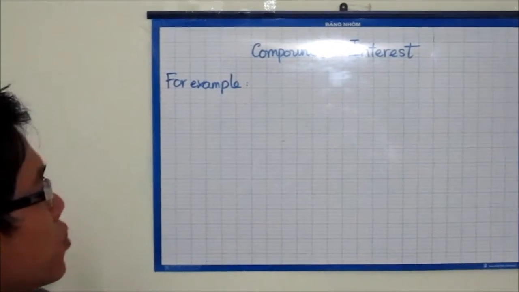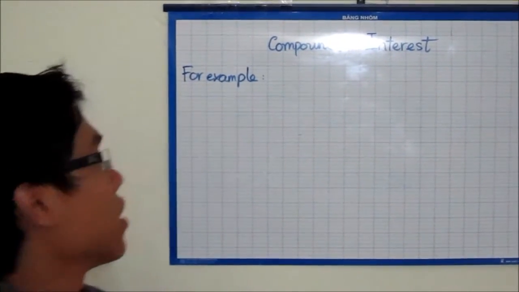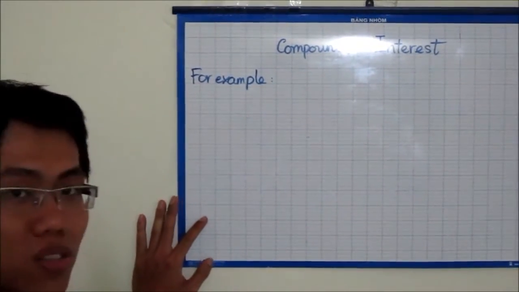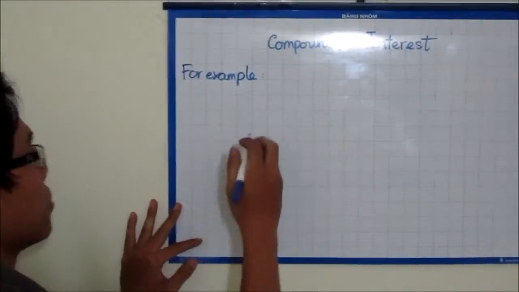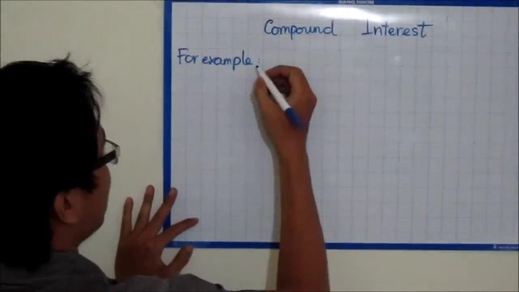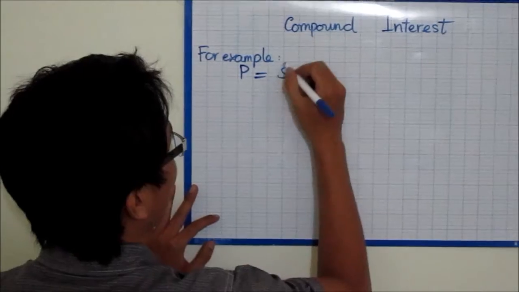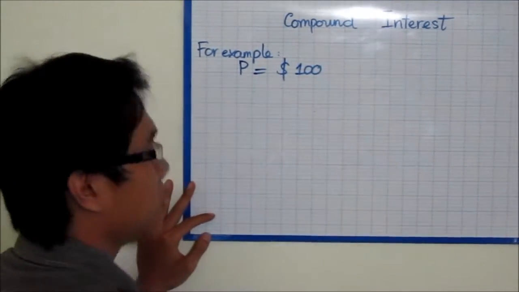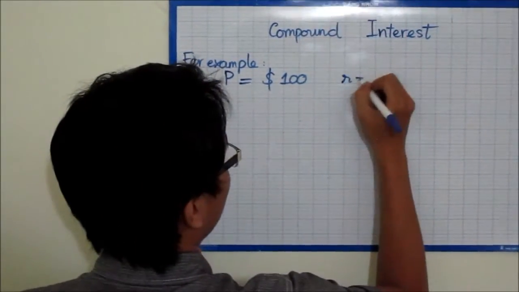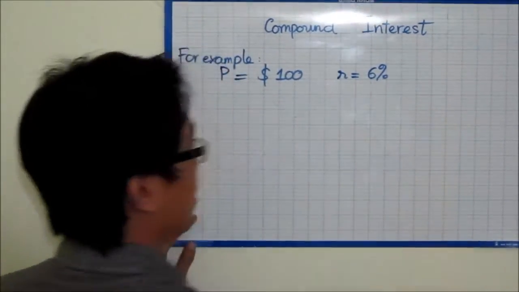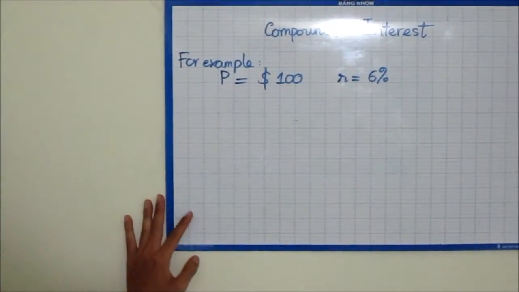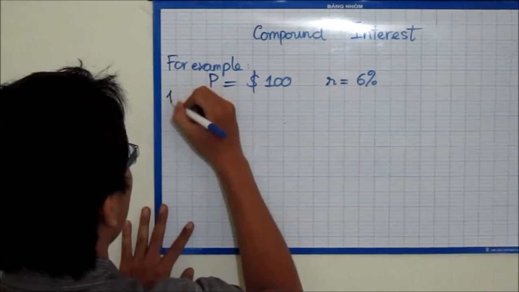So next we will move on to the application of the exponential function. But first I will give you an example. Suppose that you have an initial investment of $100 and the current interest rate is 6% per year. So what is your interest after the first year?